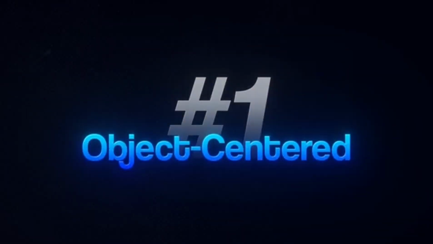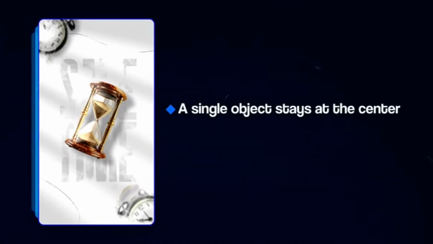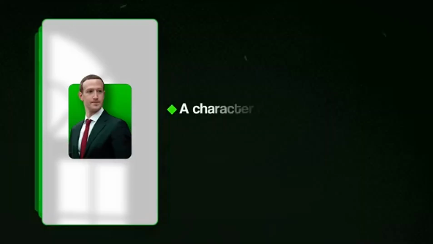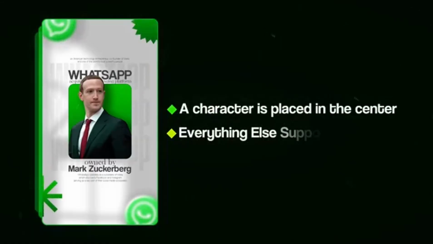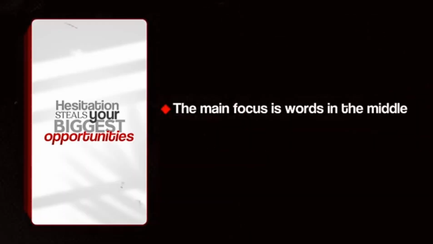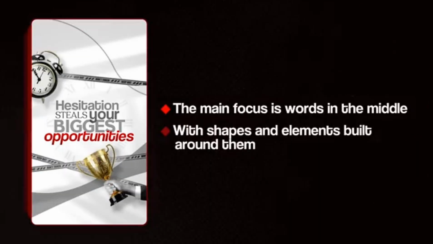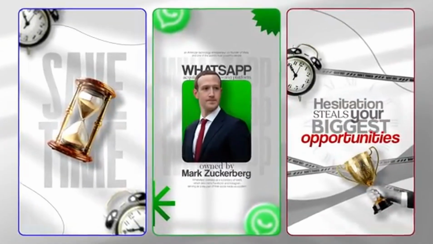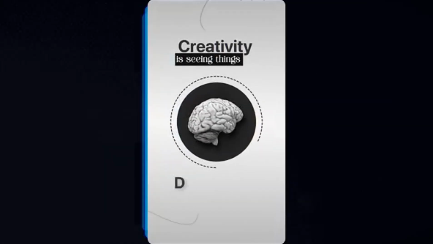First, object-centered. A single object stays at the center, and the entire animation is built around it. Second, character-based. A character is placed in the center, and everything else supports it. And third, text-centered. The main focus is words in the middle, with shapes and elements built around them. Once you understand these three structures, creating this style becomes much easier. So first, let's create this object-centered animation.